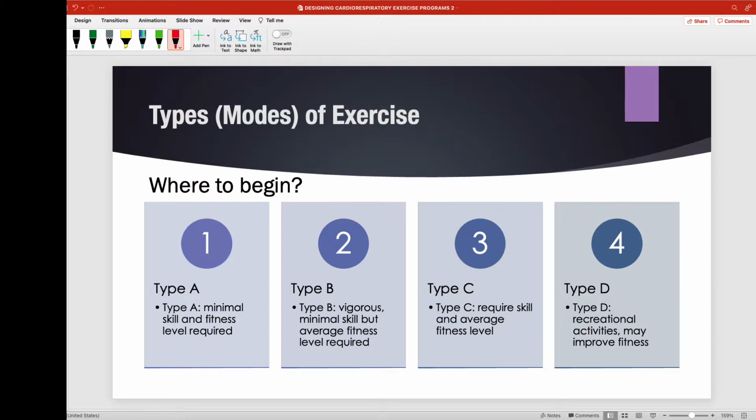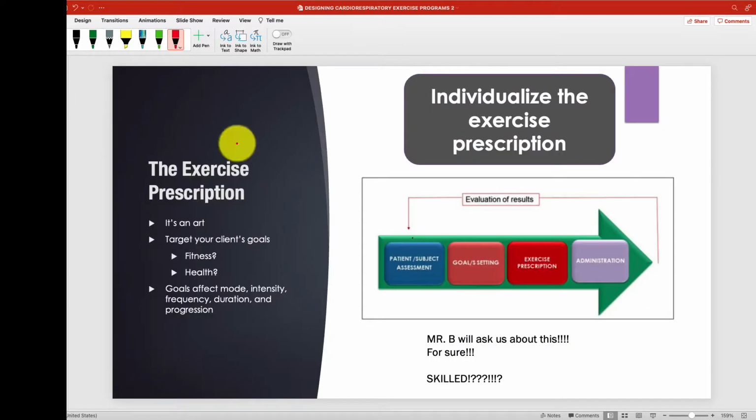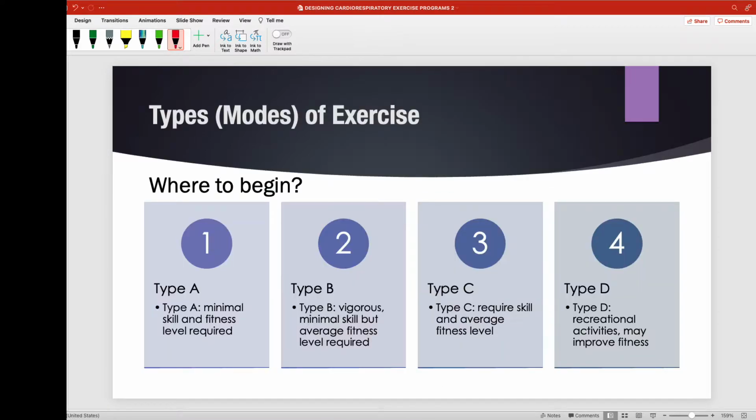And if we want our clients to progress, we need to monitor them closely. We need to monitor them at the beginning, when we're just understanding who they are and how frequently they exercise and things like that. And then we got to monitor them through their stages of progression. And then we got to reassess to see if the progressions make sense.